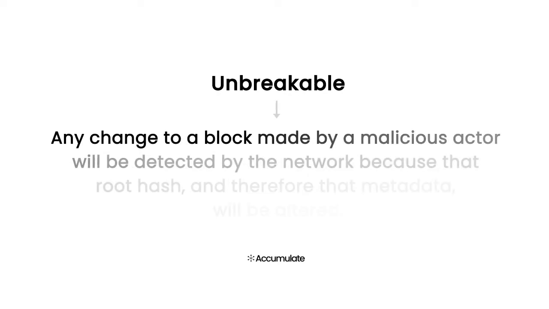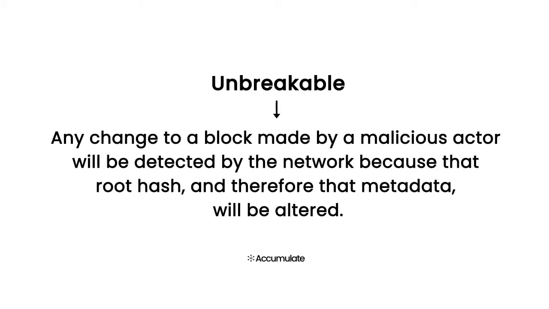By unbreakable, we simply mean that any change to a block made by a malicious actor will be detected by the network because that root hash, and therefore that metadata, will be altered. In a proof-of-work blockchain like Bitcoin, an attacker would need to have the majority of the hashing power in order to force the network to accept an altered block. In a proof-of-stake network, an attacker would need to own a majority of these staked coins, which is possible, but also more costly for an attacker, especially on a larger network.